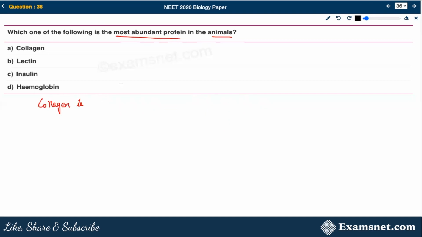is the most abundant protein in the animal world. While if you just consider the entire biosphere, the most abundant protein is considered to be rubisco. It's rubisco.